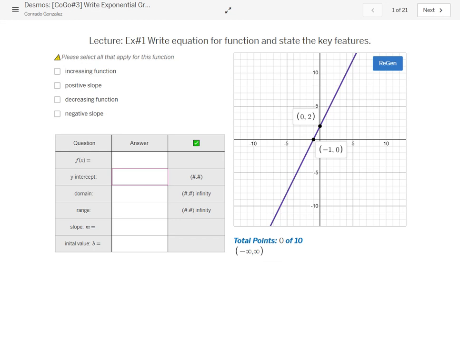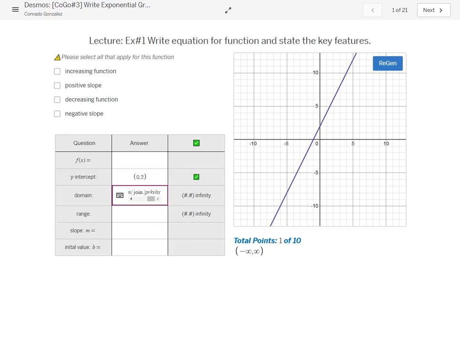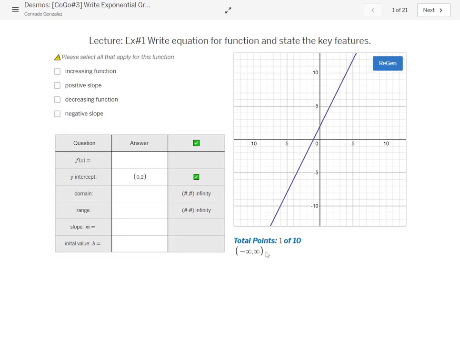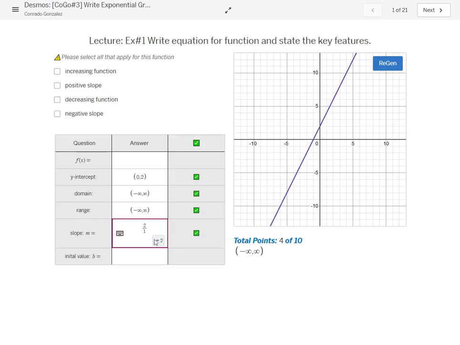Well, I know that the y-intercept is (0, 2), so I'm going to put that in. The domain, I'm going to just copy this, is negative infinity to positive infinity. And the range is negative infinity to positive infinity. The slope, you can see here that I rise 2, run 1. So that's rise 2 over 1, that's basically 2. And the y-intercept is (0, 2), so the initial value is 2.